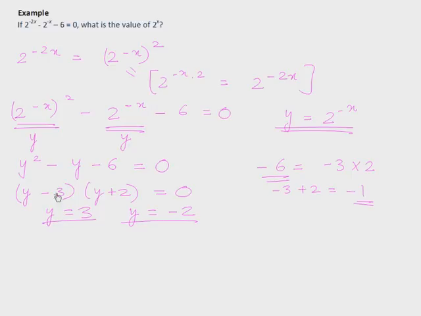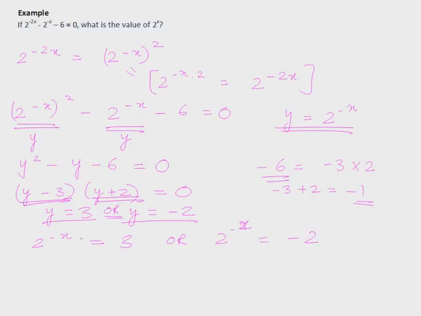The product of two factors is 0, so at least one of the factors must be 0. So either y minus 3 is 0 or y plus 2 is 0, which leads to y is 3 or y is minus 2. That's all standard stuff in solving quadratics. So what are my two solutions? These are my two solutions for y. But y is 2 raised to minus x. So 2 raised to minus x is 3 or 2 raised to minus x is minus 2.